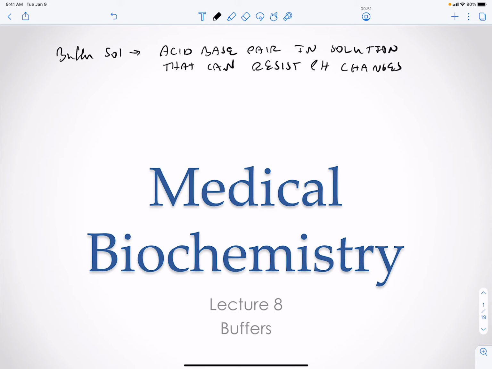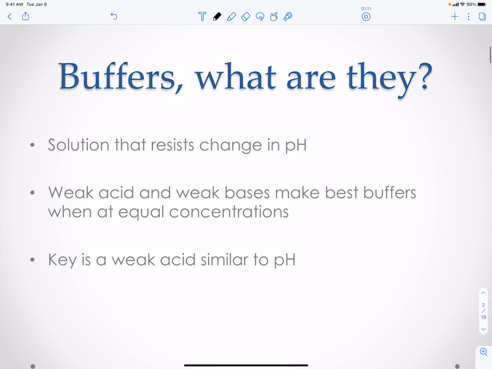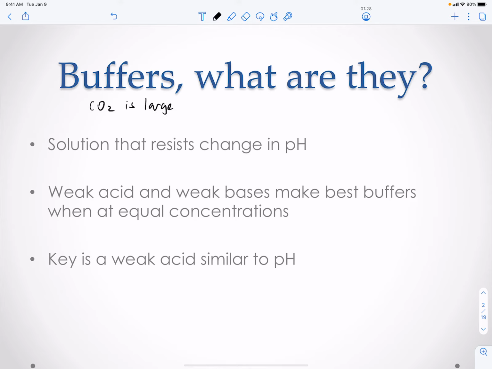And so the pH change can come from an acid or can come from a base. And so buffers are important to keep pH within a narrow and limited pH range, which in our bodies is what's required for all of our enzymes to function properly. So buffers, in essence, are going to resist changes. And keep in mind that carbon dioxide is the largest source of acid in the body. So buffering carbon dioxide is going to be very important.